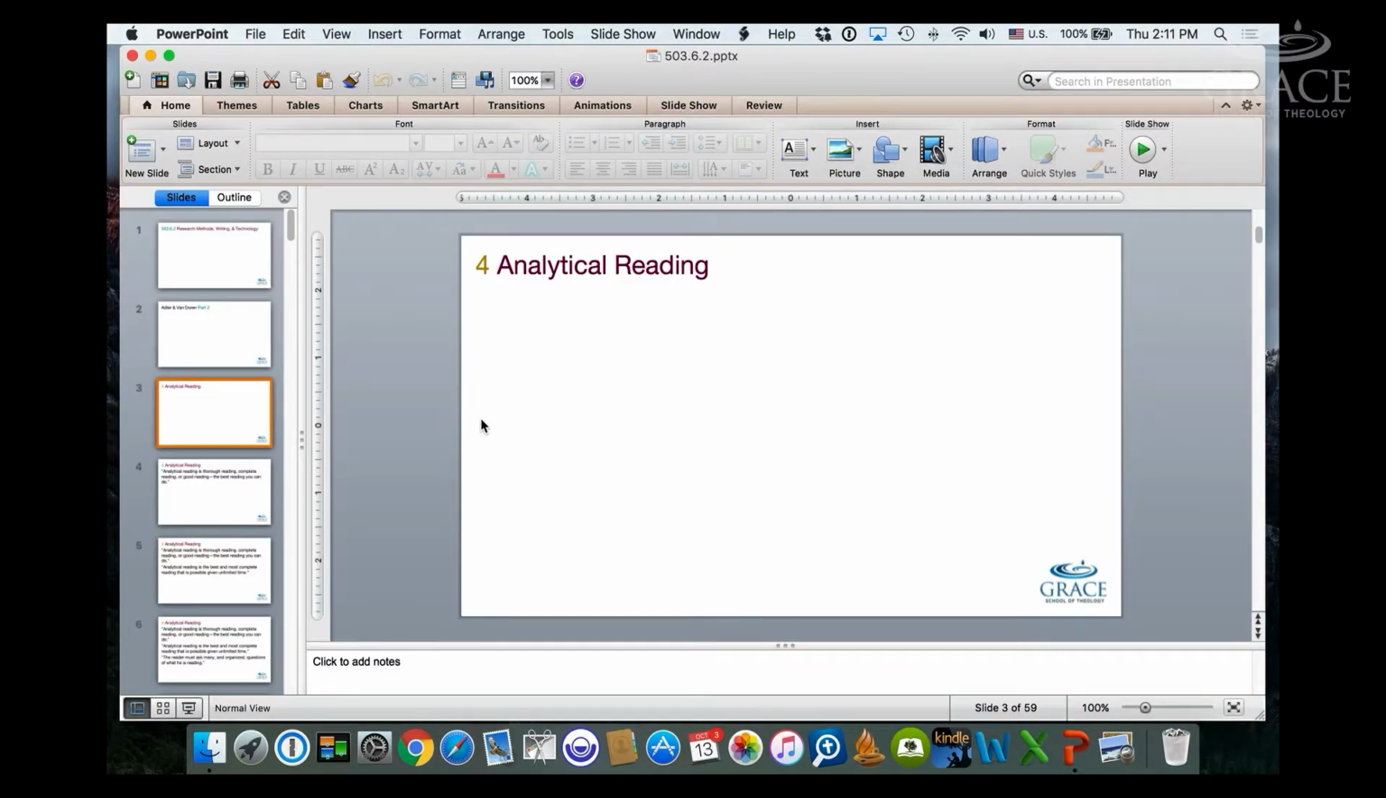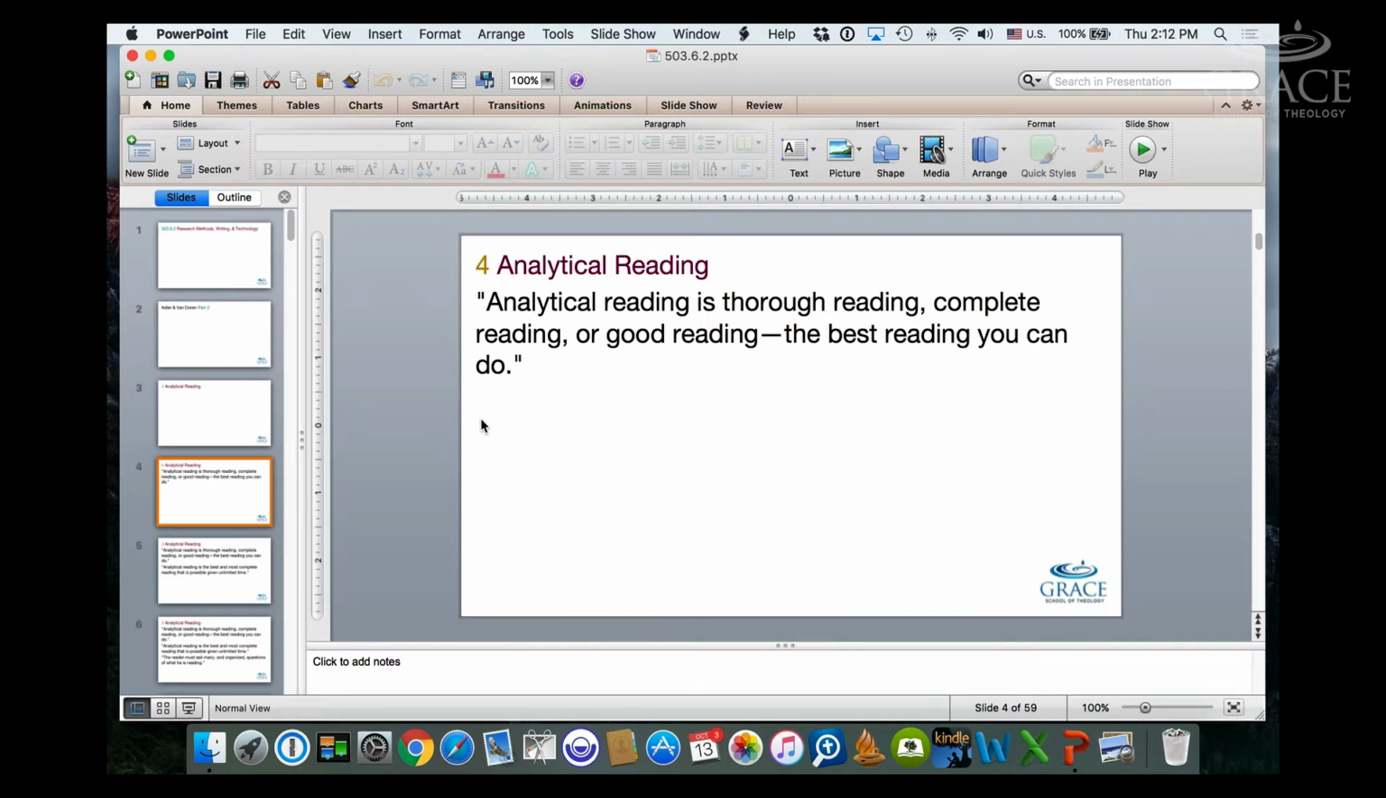So we looked at 3 readings, the most recent of which, level 3, inspectional reading, which helps you get started into reading. And now level 4 is the highest level of reading. It's going to teach us how to really digest and understand what we read. Analytical reading is thorough reading, complete reading, or good reading, the best reading you can do.